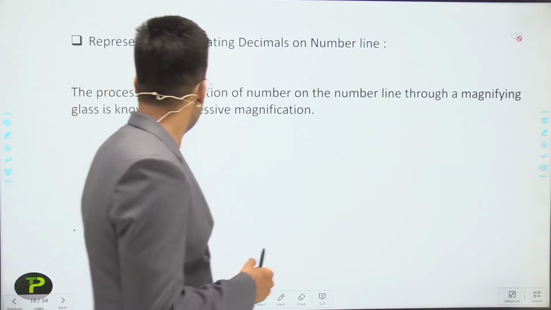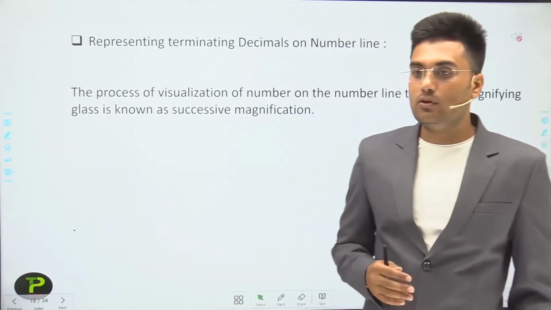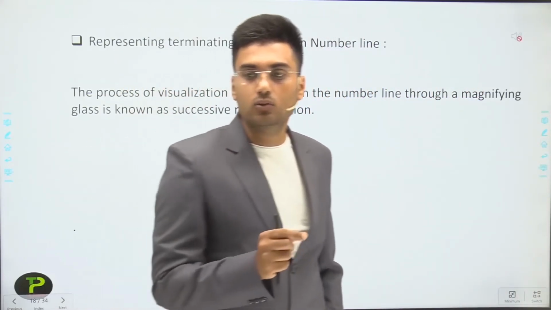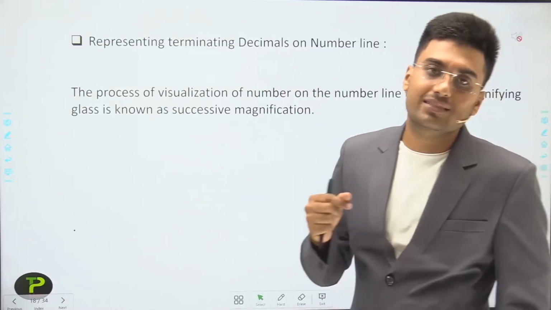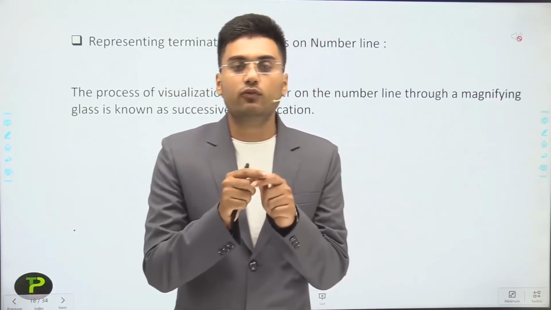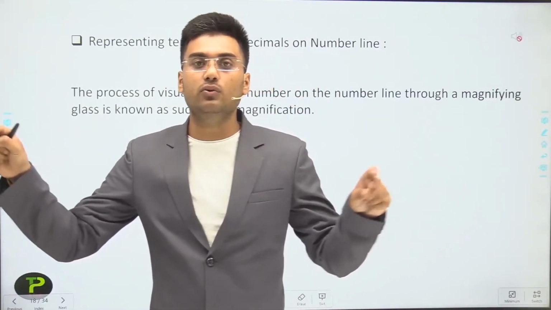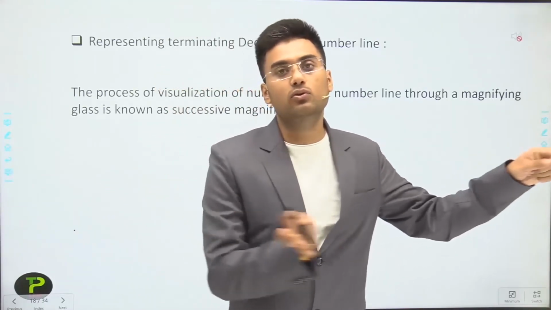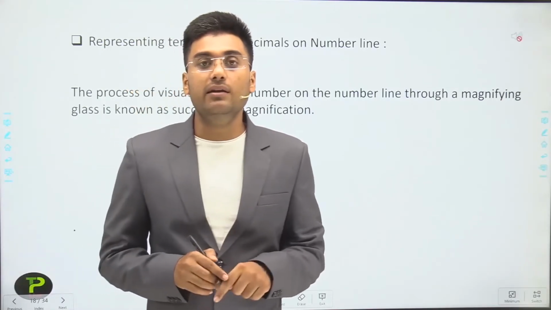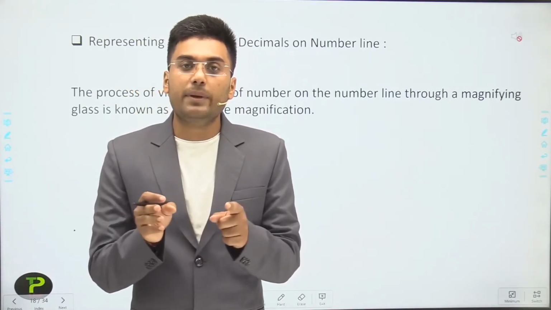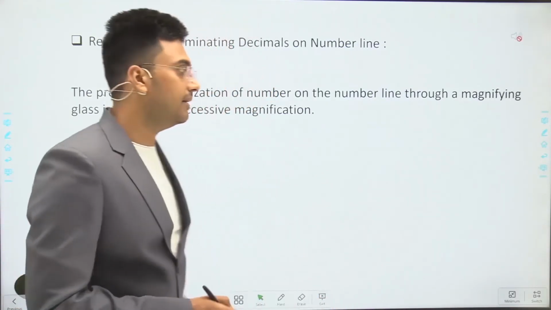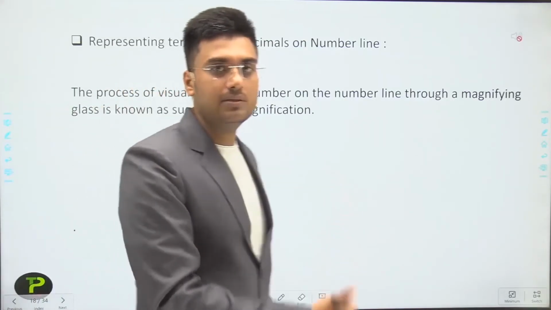The process of visualizing the number on the number line through a magnifying glass is known as successive magnification. In this method, first of all we divide the number line 0, 1, 2, 3 and minus 1, 2, 3 if you go to the left side, and if you go to the right side then the positive numbers. Then we divide every part into 10 parts also. For example, let's understand with the examples.